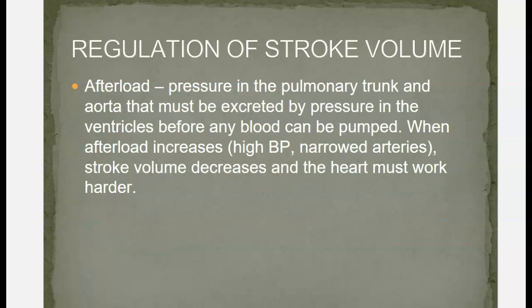And then afterload, that's the pressure that's in the pulmonary trunk and in the aorta. That's the blood pressure that the heart must overcome to eject blood to the lungs and to the rest of the body. When your blood pressure goes up, that increases. The heart has to work harder.